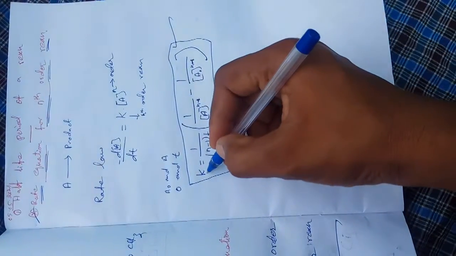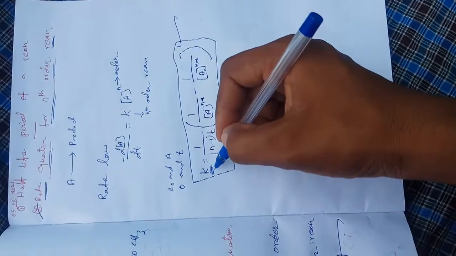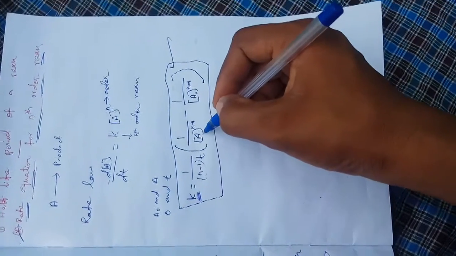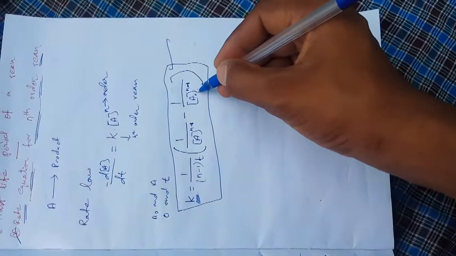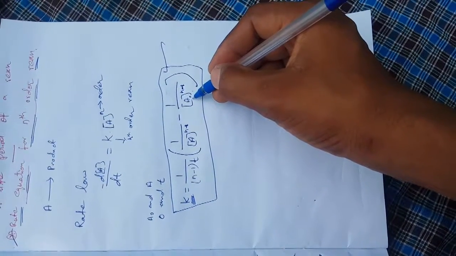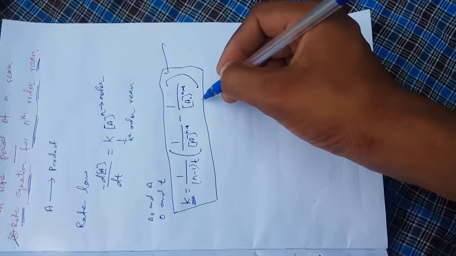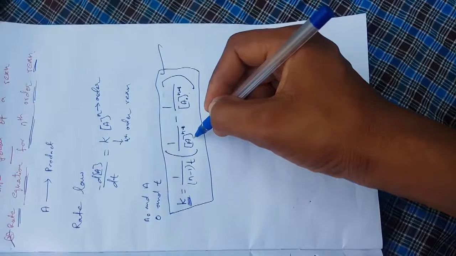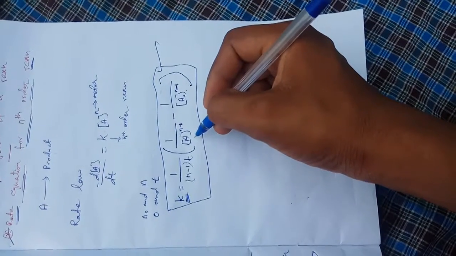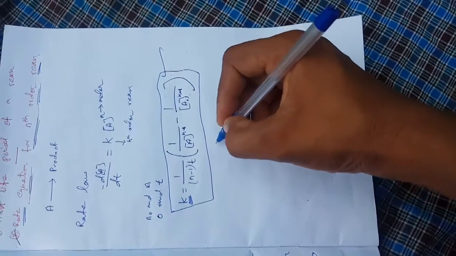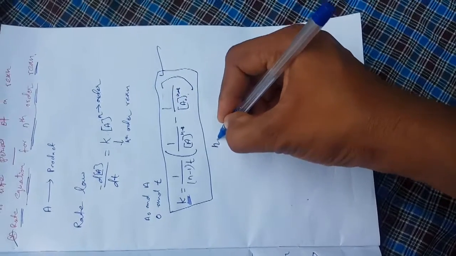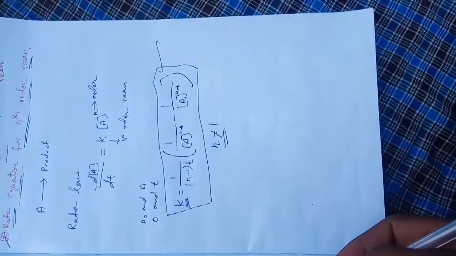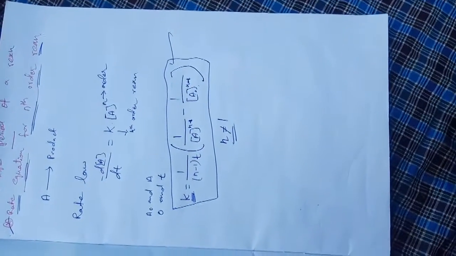In this equation K is the rate constant for the nth order reaction and n is the order of reaction. A is the final concentration of the reactant and A naught is the initial concentration of the reactant. At 0 time the concentration of the reactant is A naught, at t time the concentration is A. In this equation the order of the reaction n is not equal to 1.